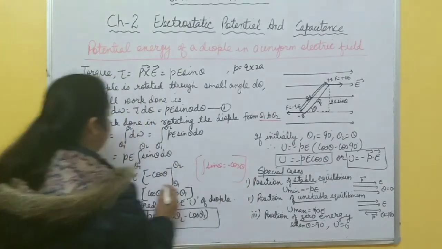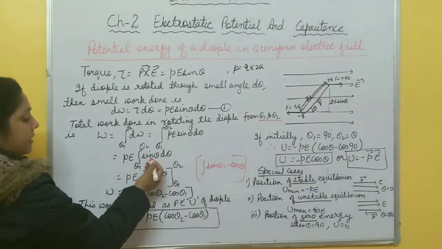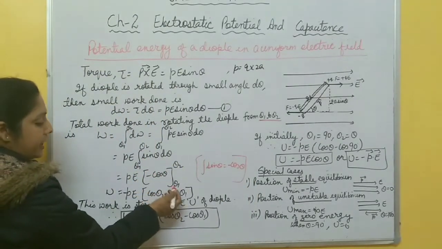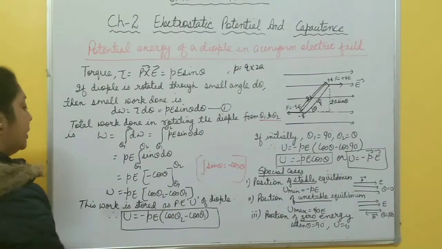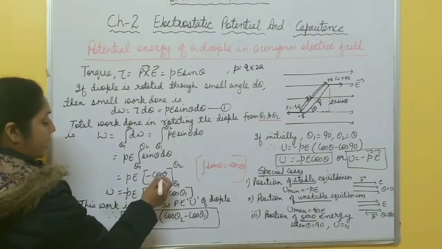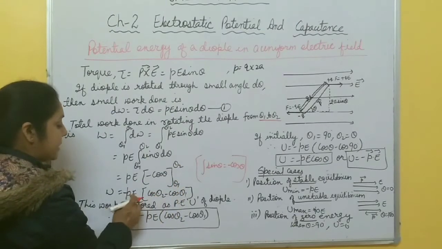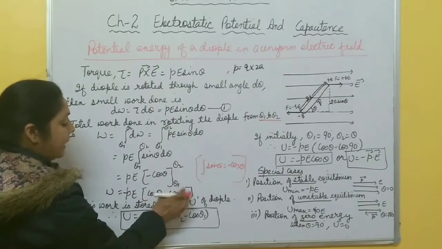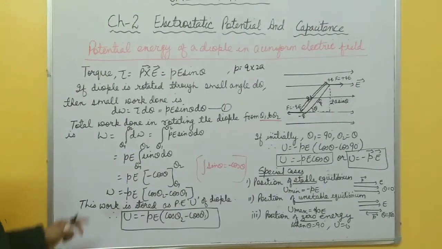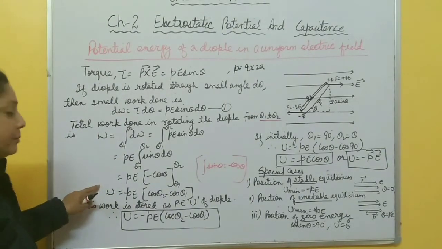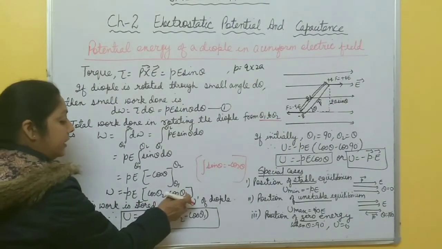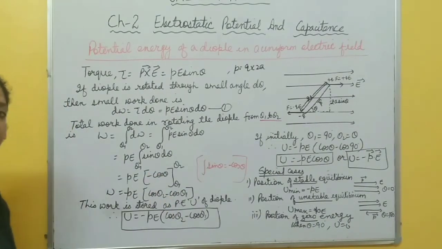Okay, so you just integrate this one, the integration of sin theta from theta 1 to theta 2. You take the minus outside and put the upper limit, then minus the lower limit. It means minus P (cos theta 2 minus cos theta 1). This is the work done in rotating the dipole from angle theta 1 to angle theta 2.